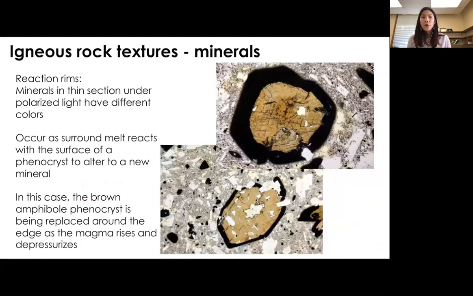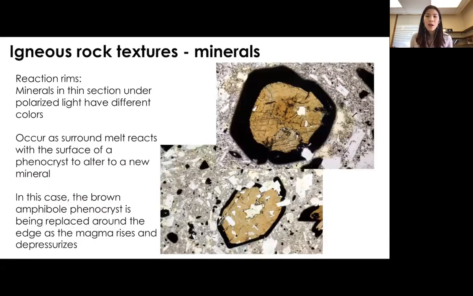All right, so I want to go over one more texture on the scale of minerals, and then we'll try and apply this to a case study in Yellowstone. So we talked about the two-stage cooling process on the scale of mineral sizes. However, if we look within a mineral, we can also see evidence of this.